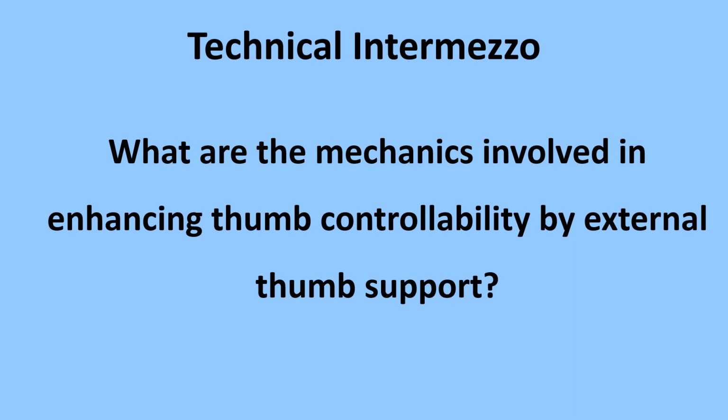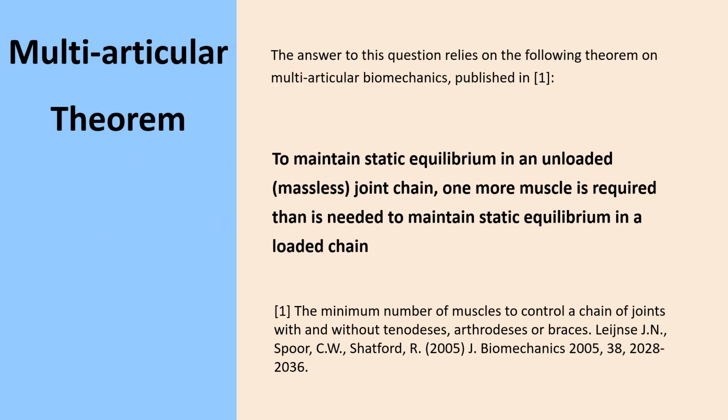Technical intermezzo. What are the mechanics involved in enhancing thumb controllability by external support? The answer to this question relies on the following theorem on multi-articular mechanics. To maintain static equilibrium in an unloaded massless joint chain, one more muscle is required than is needed to maintain static equilibrium in a loaded chain.